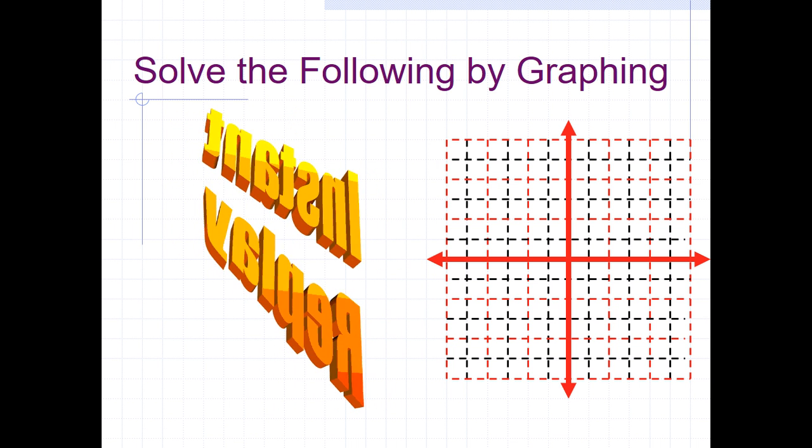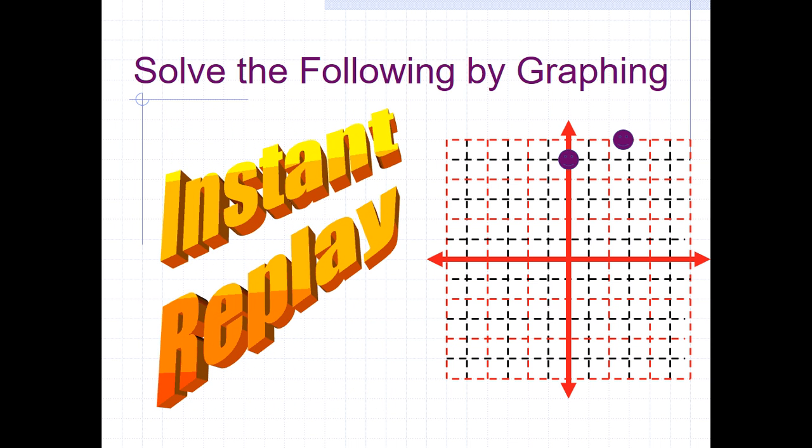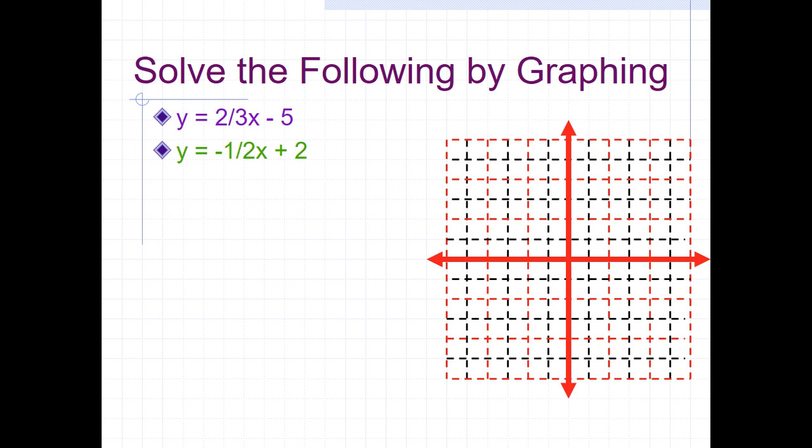Instant replay of that last example. We start at 5, we rise 1, run 2, start at -2, go up 3 over 1, and yes, score! (-2, 4) is the solution.